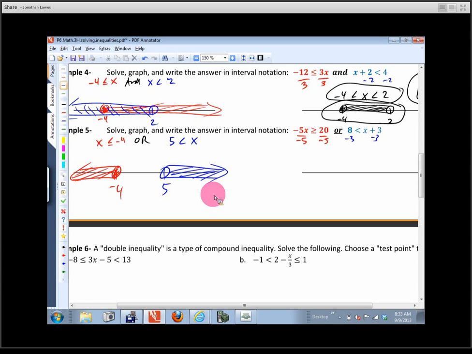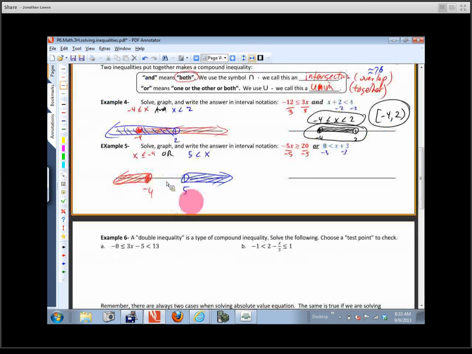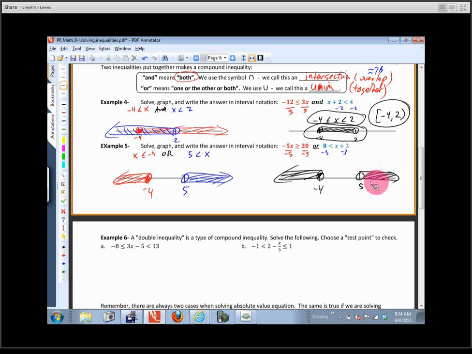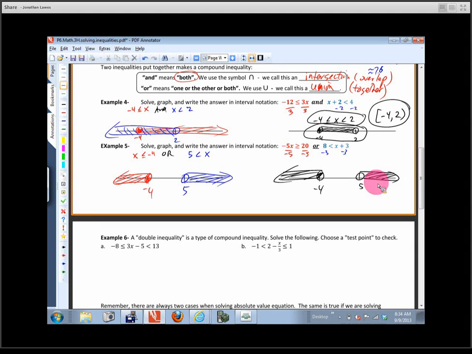Okay, what's the word that connects these? Or. Or means one or the other or both. One type of shading, the other type of shading, or both. In other words, anything that's shaded, we're going to put that together in the union and we're going to say that's part of the answer. So the nice thing about these is, that is the answer right there. Okay, if I kind of make this uniform and let's make a nice looking graph here so we could tell. The only way to write this as an inequality is using the word or.